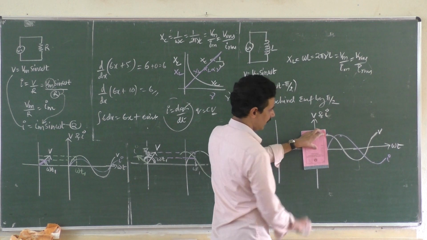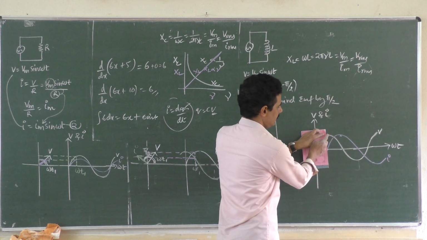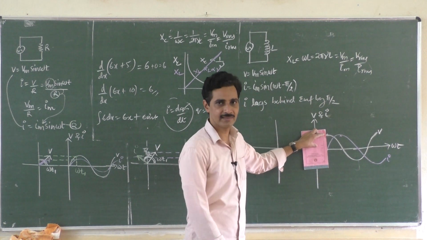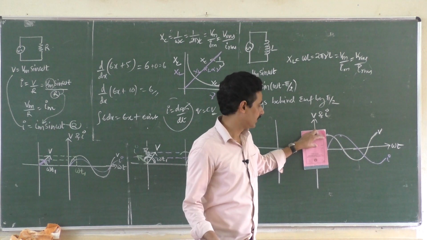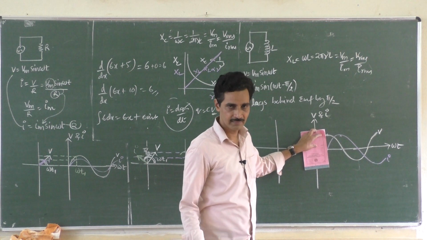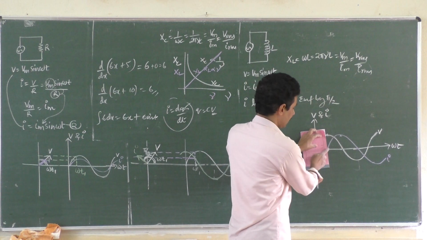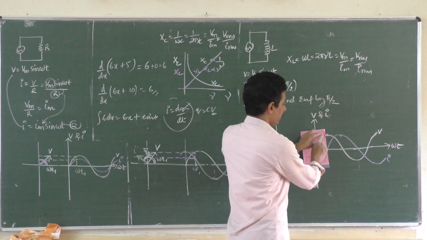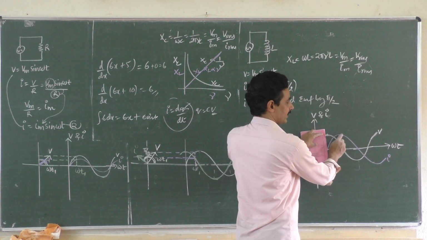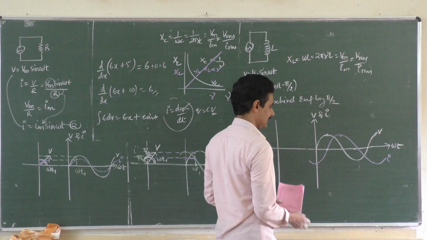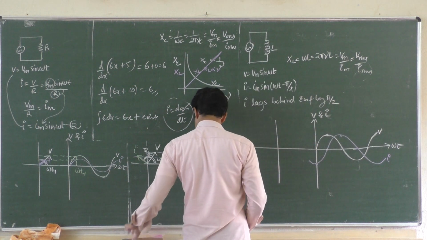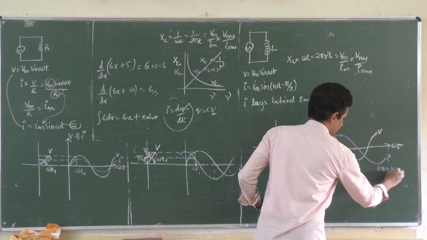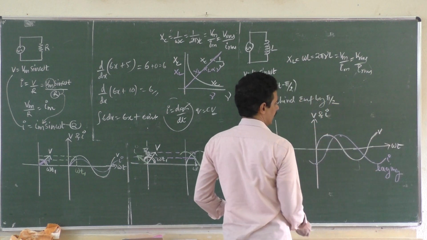Current is lagging. How do you say that current is lagging? When voltage is highest, the white one, and purple current is 0. Current has not yet started, just waking up, and voltage has already gone to plus maximum. When voltage reaches 0, now current wakes up and goes to the maximum. So current is lagging. Okay, lagging, and voltage is leading.